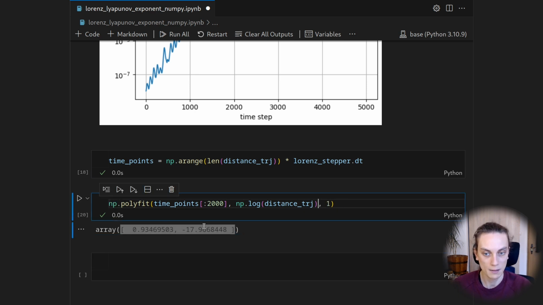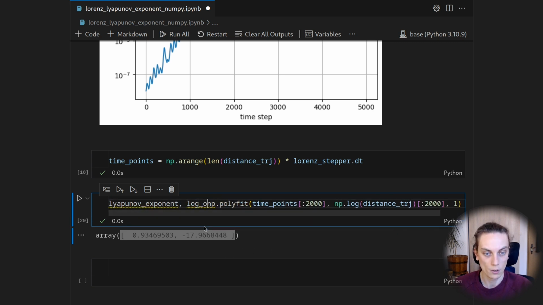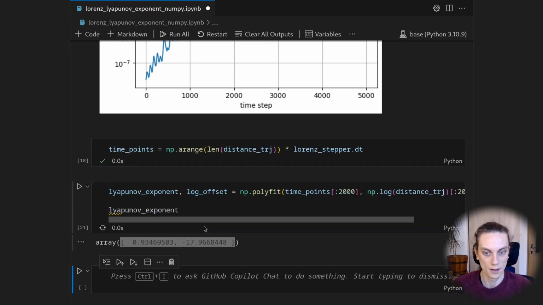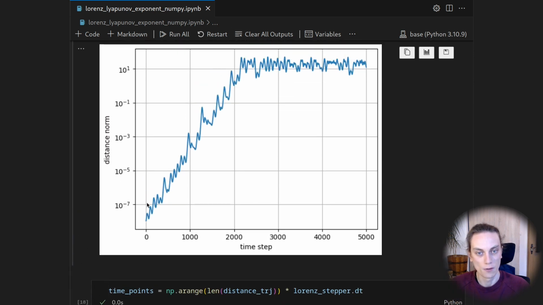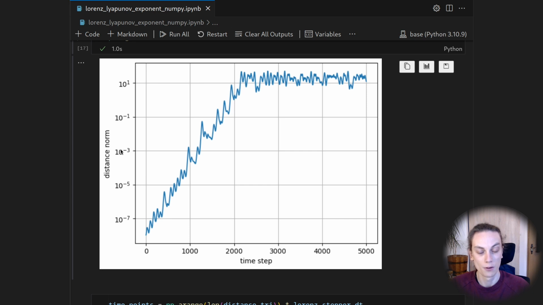Let's give them some meaning by unpacking the result. Oh, sorry, this one was deleted, but now we can unpack the results. The first is going to be the Lyapunov exponent, and the second one is going to be the logarithmic offset. Then we can print the Lyapunov exponent, and the result is about 0.934. This is the slope of the linear curve in this logarithmic-linear plot, or in other words, it's this lambda that is in the exponential.